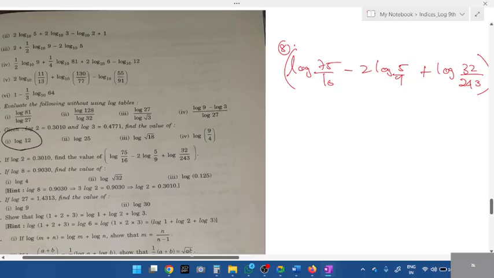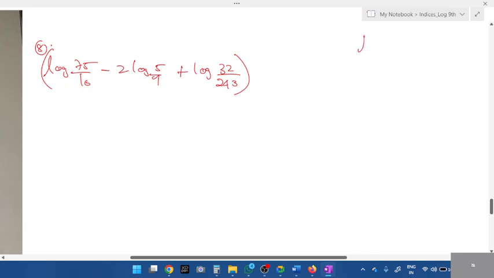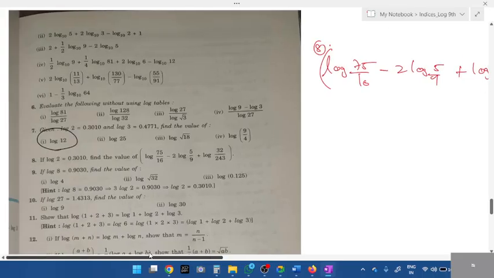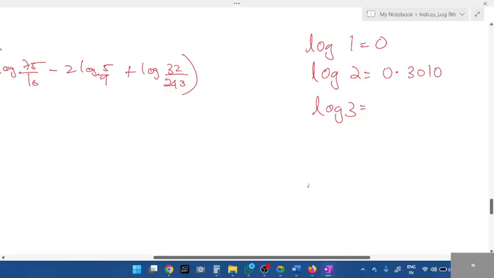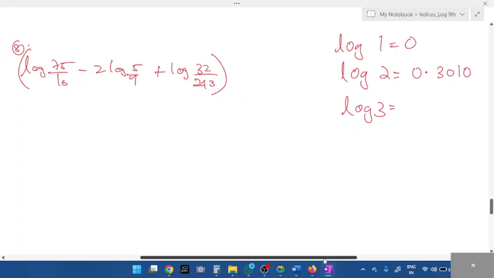How do you solve this, students? How do you solve the eighth question? See, it's a simple concept. What did I tell you? What are the values we have? What is log 1? Log 1 is equal to 0. Log 2, all of you respond. What is log 2? What is given? Log 2 is 0.3010. Log 3 is 0.4771.